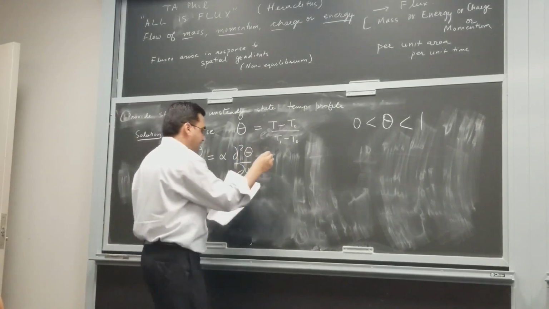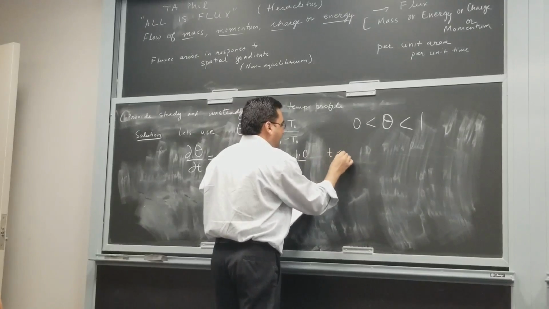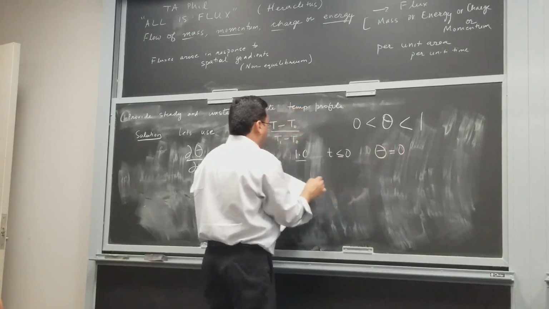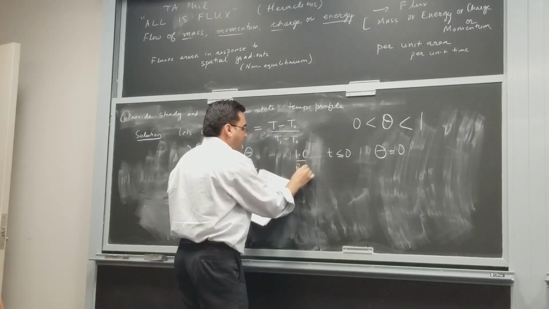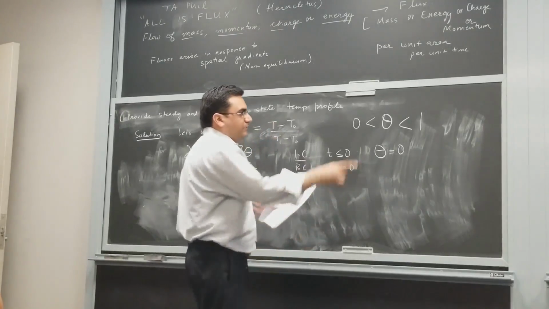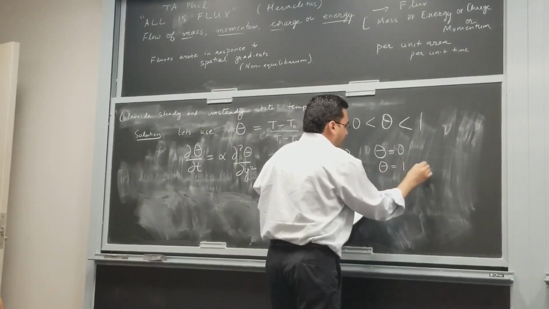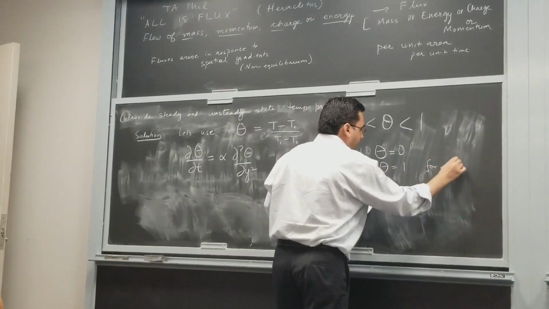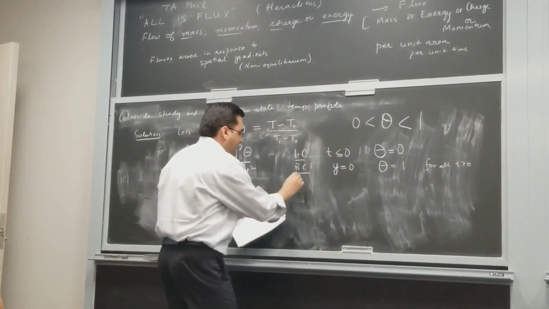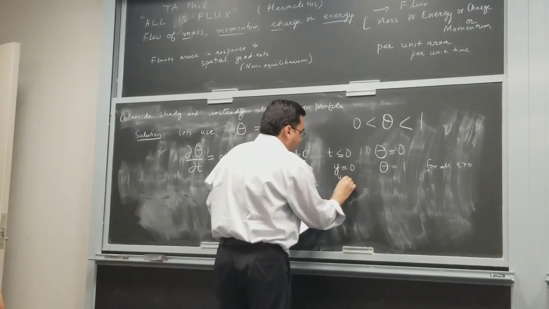So I'm solving the same problem. The initial condition is when t is less than or equal to 0, theta is equal to 0. The boundary conditions are when y is equal to 0, T is equal to T1, so theta is going to be equal to 1. And this is true for all t greater than 0. And likewise, boundary condition 2 is when y.